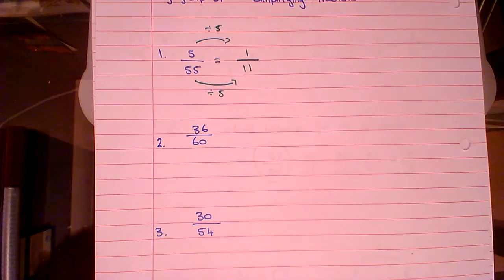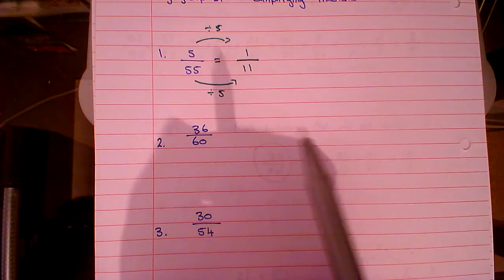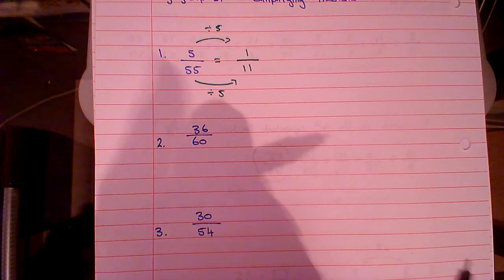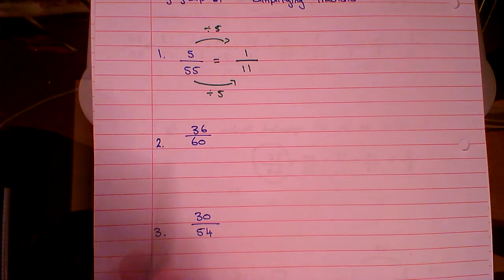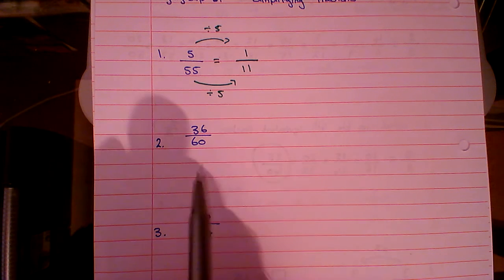Now, that cannot be simplified any further. That's as far as I can go, because both of them will only appear in the 1 times table. There are no other times tables where both of these numbers appear. Right, we're going to do the same again for question number 2.